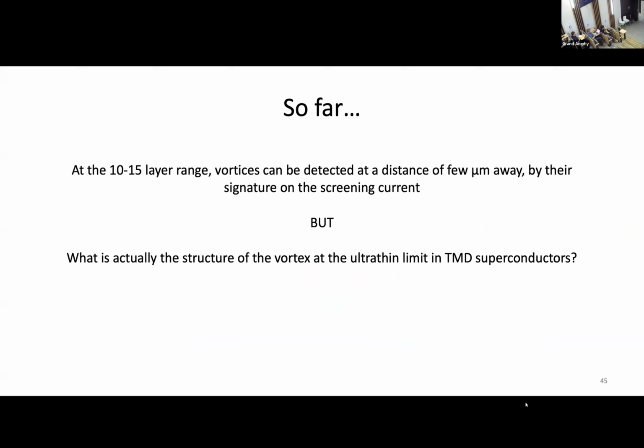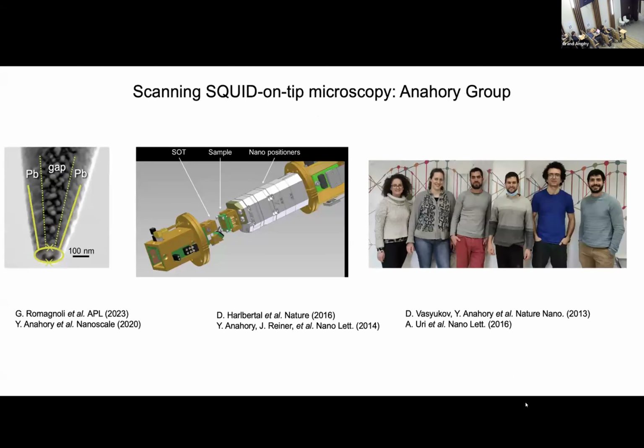We were looking at samples in the 10 to 15 layer range, and we were looking at vortices which we could detect because their Pearl length was very, very long. The effect at the ultra-thin limit of the rearrangement of current due to vortices can be noticed a very large distance away. So it would be really nice if we can measure the vortices directly, and that's why you need to have friends who have a scanning SQUID.